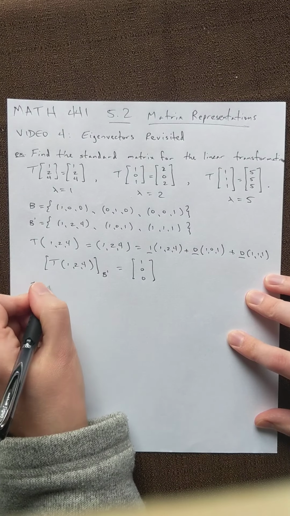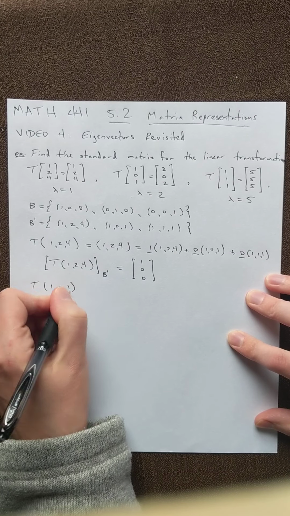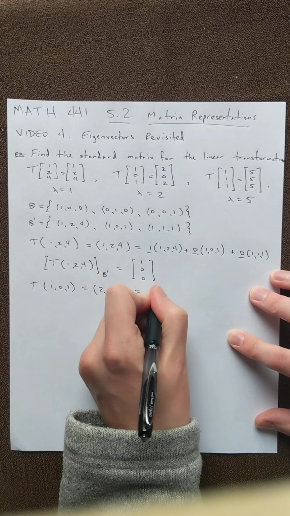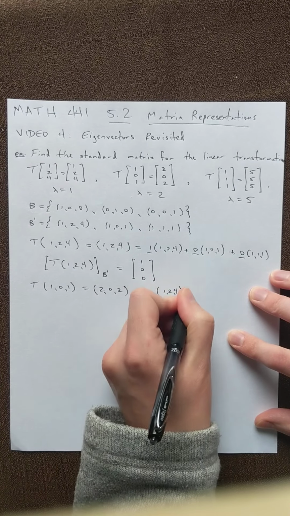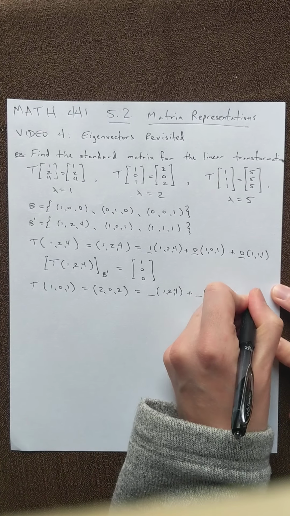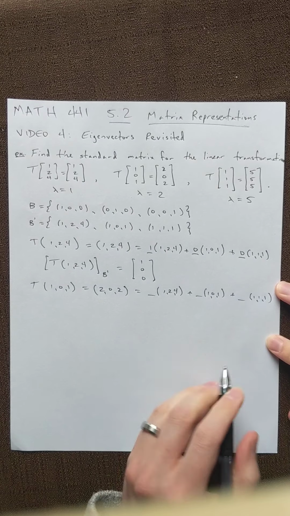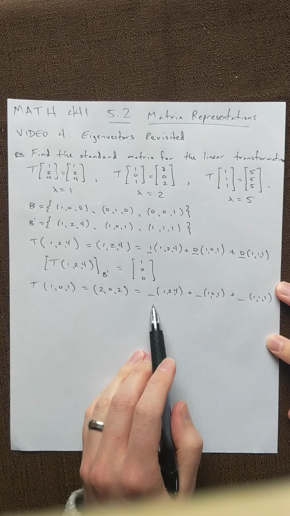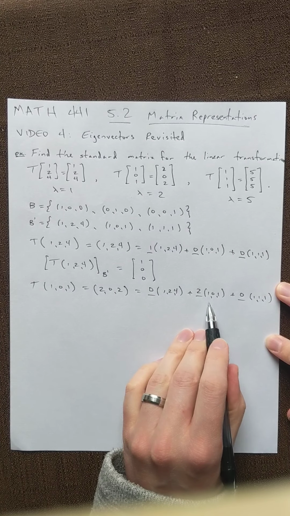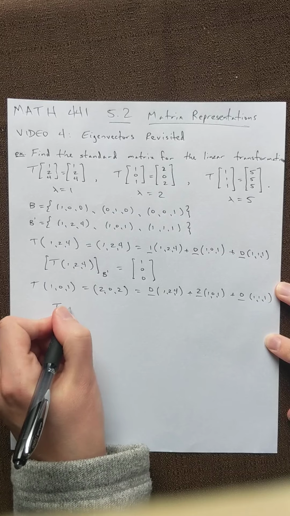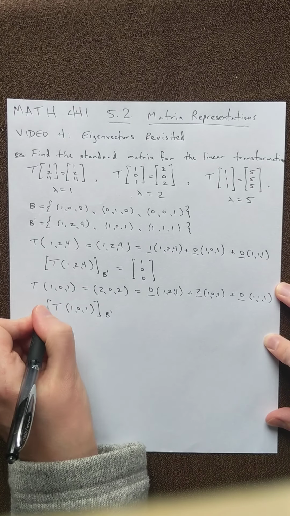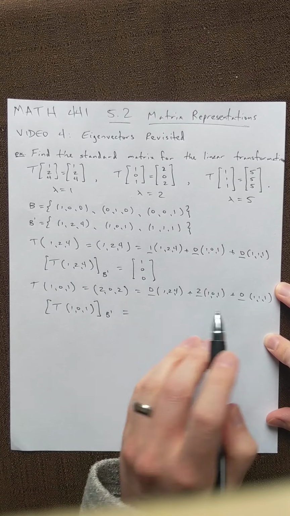Do the same thing for each of the other eigenvectors. T of 1, 0, 1 would be 2, 0, 2. We want to write that as a linear combination of 1, 2, 4, 1, 0, 1, and 1, 1, 1. But we should be able to see right away at least one solution. Turns out it's the only solution, which is double the middle vector. And so T of 1, 0, 1 relative to the B prime basis would be the coefficients that we see, 0, 2, and 0.